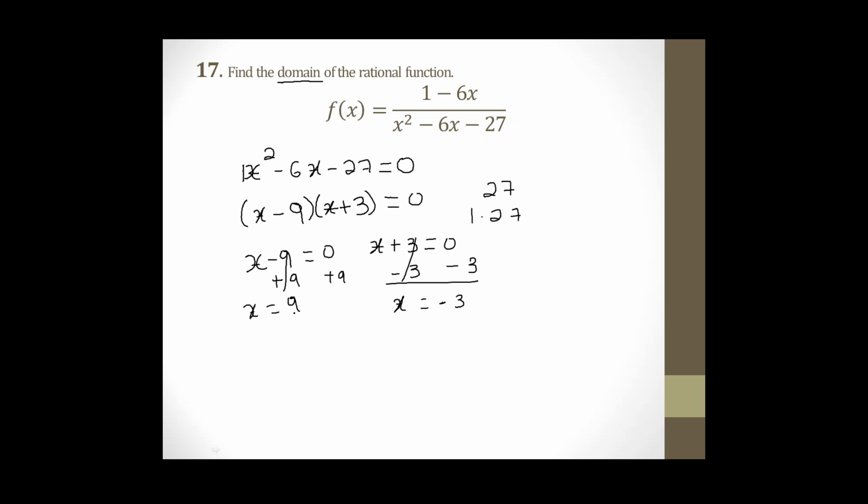So like the other time, if x is 9, if I plug in 9 up here, I'm going to have a big 0. Any number over 0 is undefined, so I do not want 9 in my answer. So anything but 9. Same thing goes with the negative 3. So everything but negative 3. So that would be answer choice B on your booklet. So you want every real number, any number in the world but 9 or negative 3.